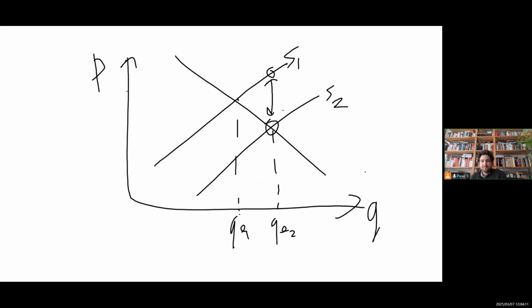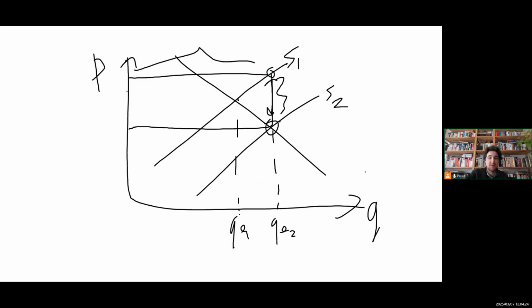And therefore, they're going to be paying this subsidy, because that's the difference that they're paying per good, times the total quantity of goods that they are actually selling. So that's the total that they're paying. And then the question is, well, how much of this is going to the consumer and how much of this is going to the producer?